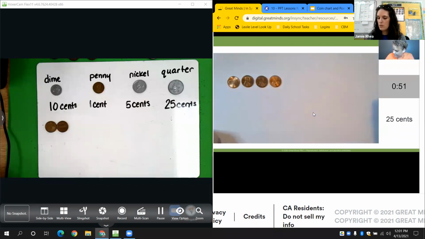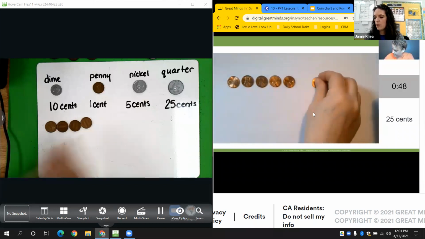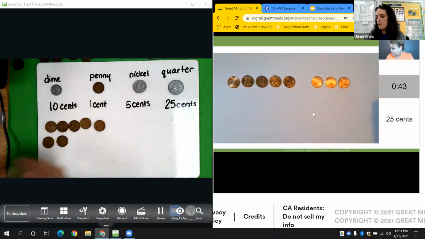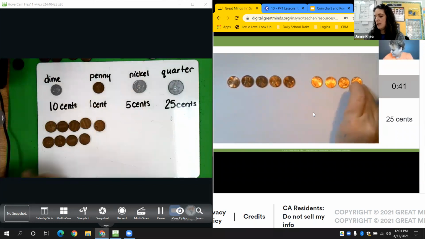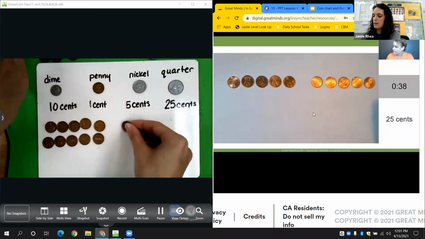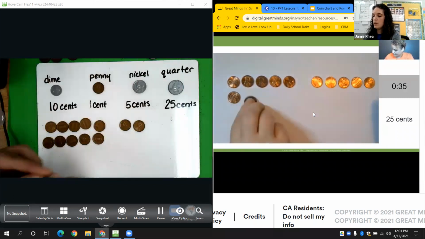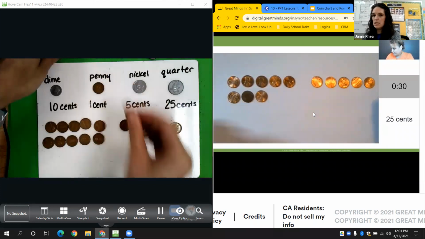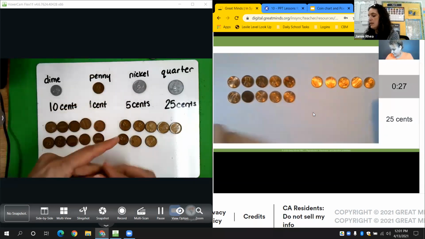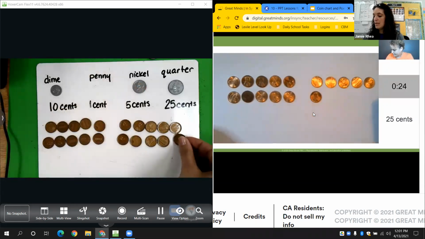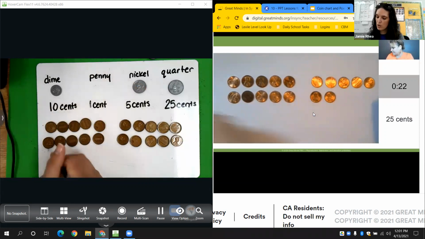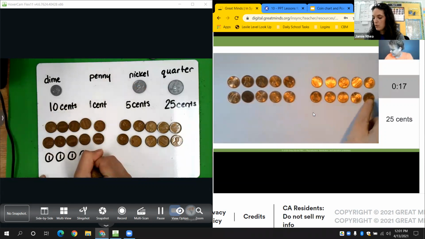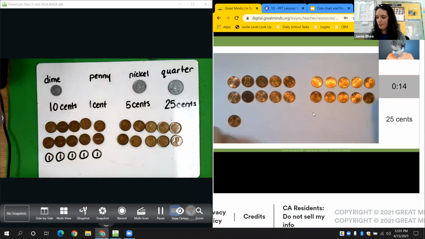1, 2, 3, 4, 5, 6, 7, 8, 9, 10, 11, 12, 13, 14, 15, 16, 17, 18, 19, 20. I'm missing some because I need to make 25. So I'm going to draw a circle with a 1 in it. 23, 24, 25.